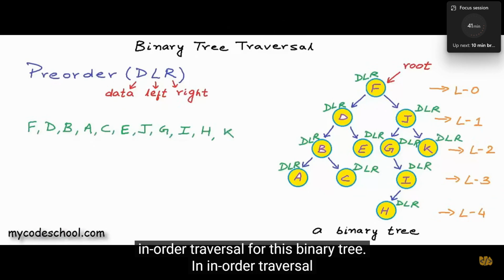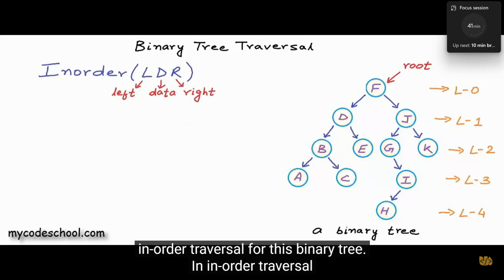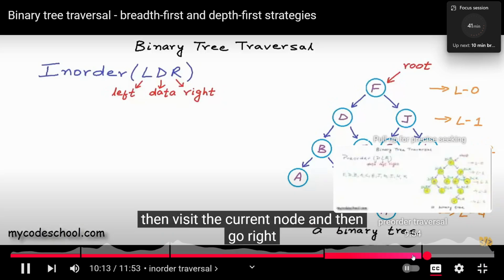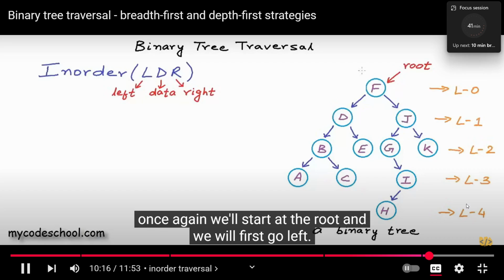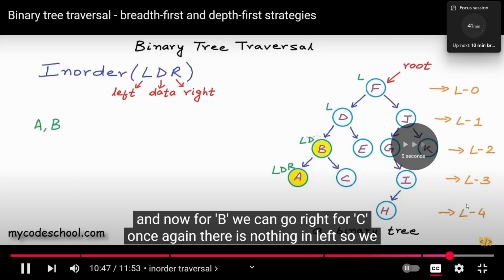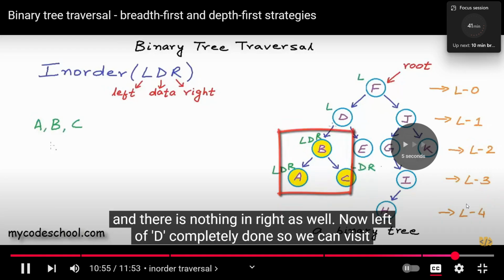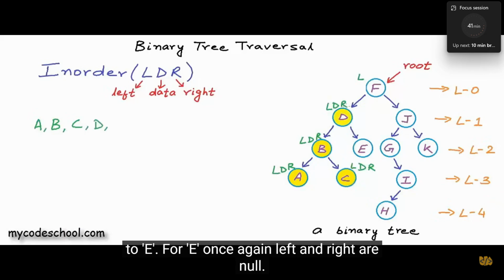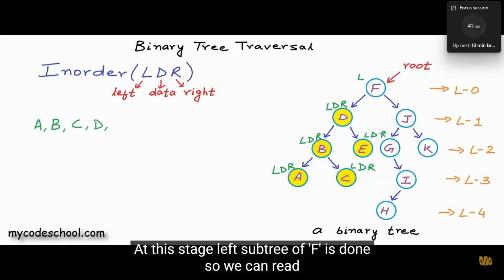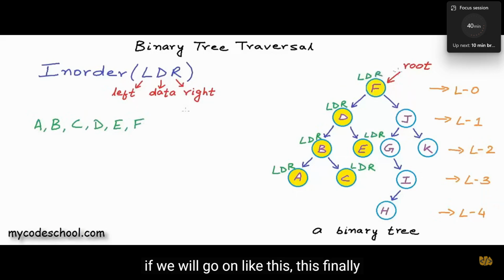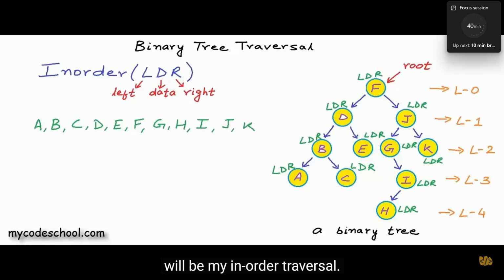Let's now see what will be the in-order traversal for this binary tree. In in-order traversal, we will first finish visiting the left subtree, then visit the current node, and then go right. Once again we will start at the root, and we will go left for D. Now for A there is nothing in left, so the data is done. For C once again there is nothing in left, so we can visit it, read the data here. Now we can go to its right. To E, for E once again left and right are null. At this stage left subtree of F is done, so we can read the data, and now we can go to right of F. If we go on like this, this finally will be my in-order traversal.